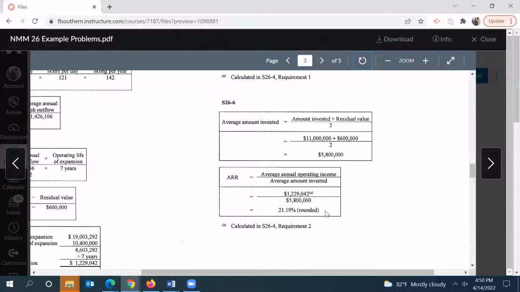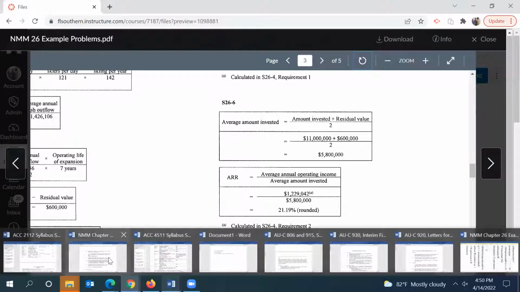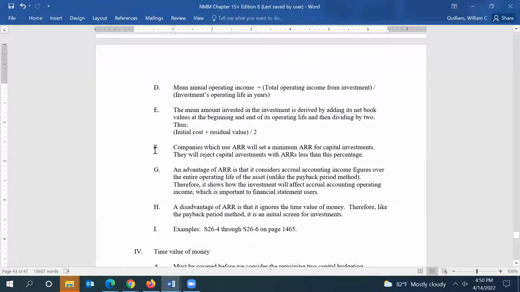Any questions there about accounting rate of return? All right. Let's come back here to the notes. Three things I need to go over: F, G, and H. Well, first in F, companies which use accounting rate of return will set a minimum accounting rate of return for capital investments, just like that 10% figure that management wanted that I just assumed. They will reject capital investments with accounting rates of return less than this percentage. Of course, they want the project with the highest possible accounting rate of return. Higher is better.